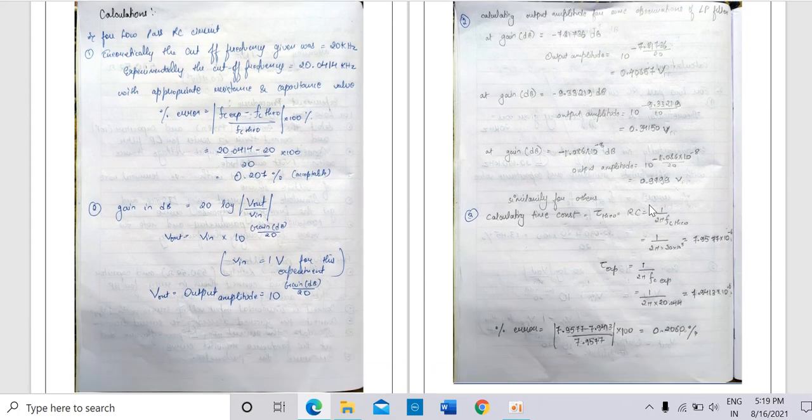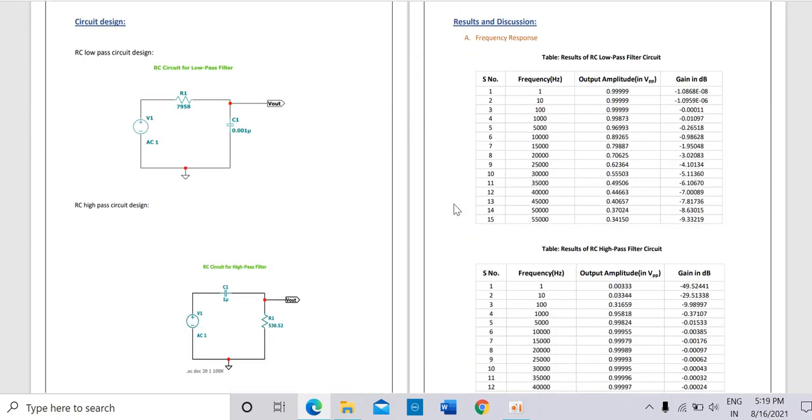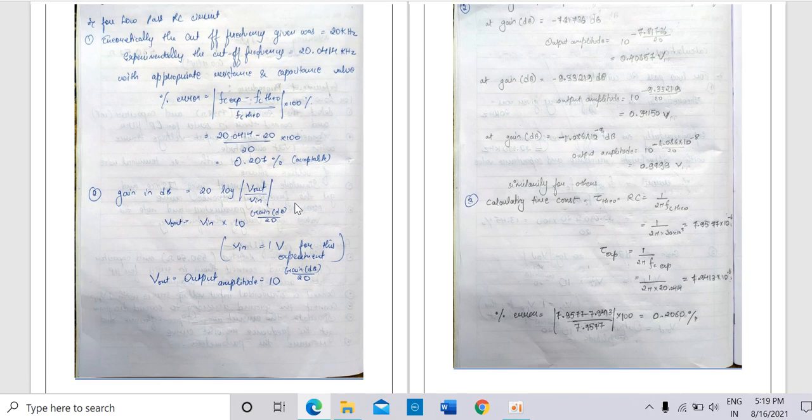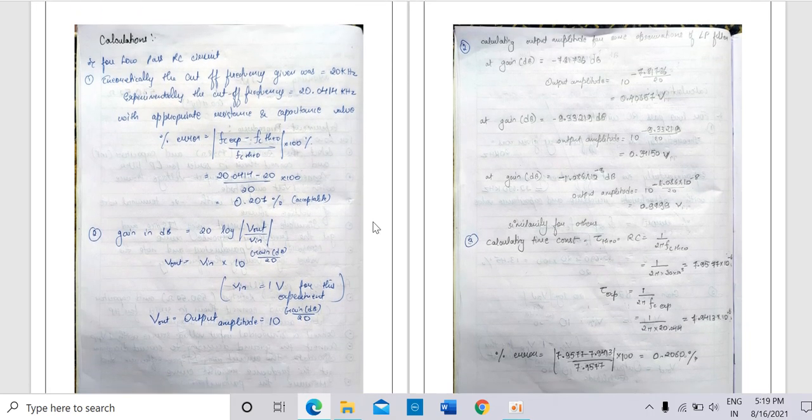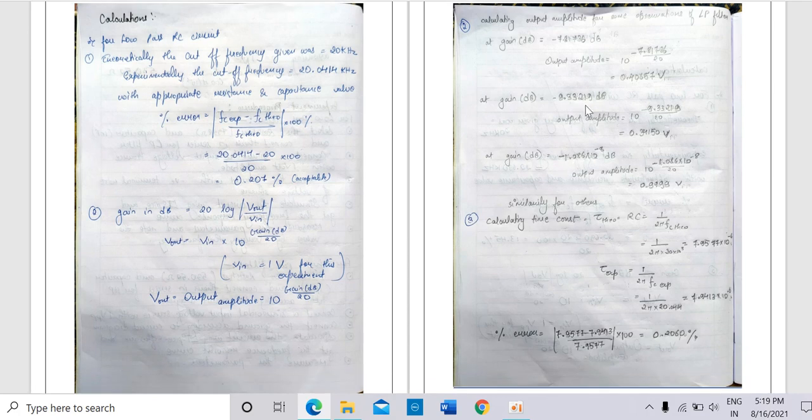Then I have calculated some parameters. The theoretical value of the cutoff frequency was given as 20 kilohertz, and experimentally it came to almost the same, that is 20.0414 kilohertz. So a little bit of error, that is acceptable. Then notice we have calculated the output amplitude. The output amplitude is calculated from the gain in dB expression: V out equals 10 to the power gain in dB by 20, as our V in is equal to 1 volt. I have calculated this by taking 2-3 values.